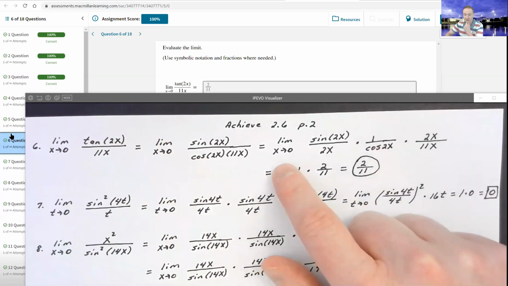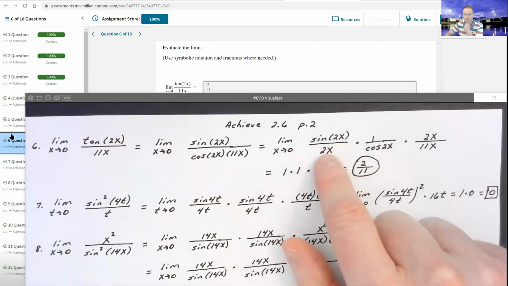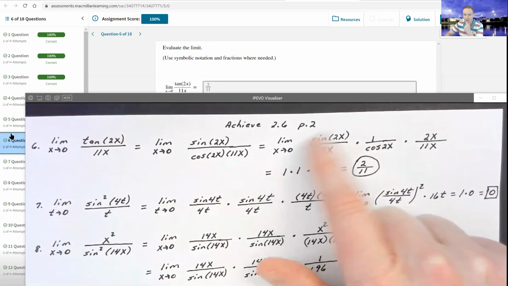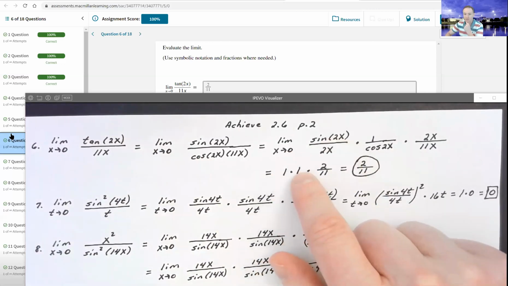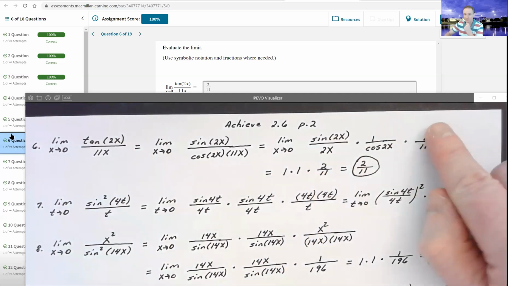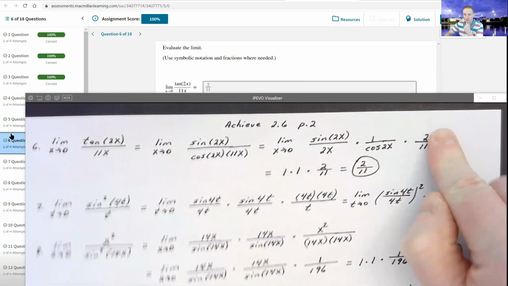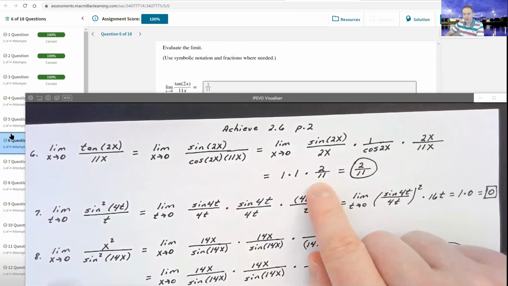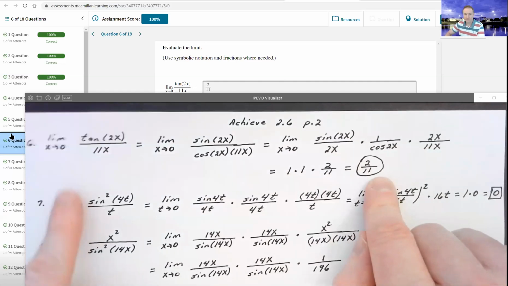So by definition, the sine of an angle over an angle as that angle approaches 0 is 1. My second fraction by definition is 1. My third fraction, the x's would cancel, and you'd just be left with 2 over 11. So we have 1 times 2 over 11, final answer.